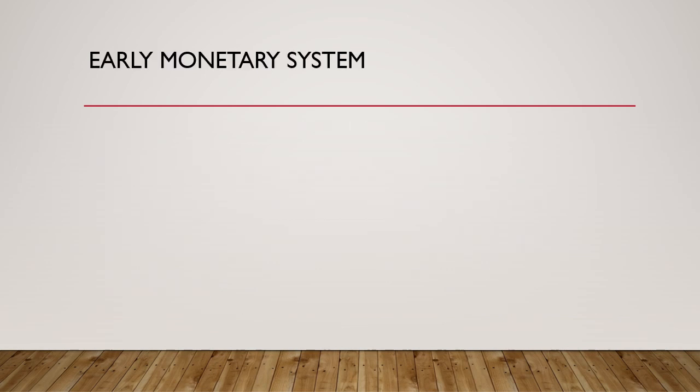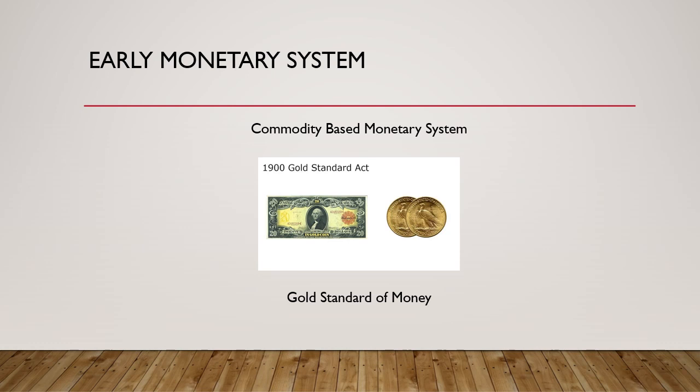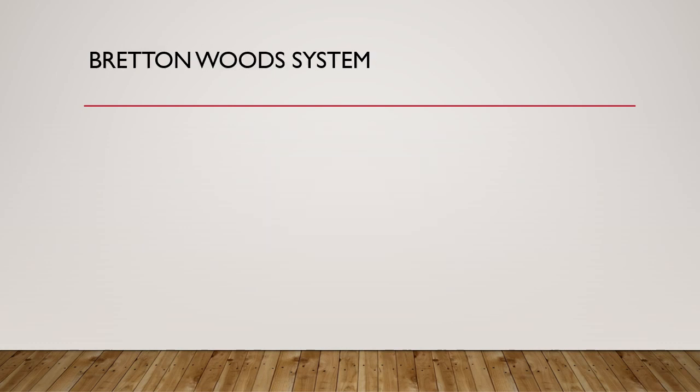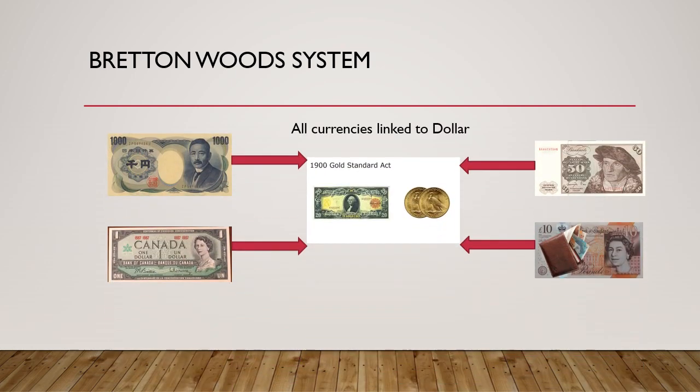Let's briefly touch upon the various monetary setups earlier. Since the onset of civilization and the introduction of the concept of money, we have been more or less on some kind of a commodity-based system. The most popular among them was the gold standard of money. Not so long ago, we used to have something called the Bretton Woods system. Under the system, the various currencies of the world were linked to the US dollar, and the dollar in turn was linked to gold. So it was kind of a semi-commodity based system or an indirect commodity based system.